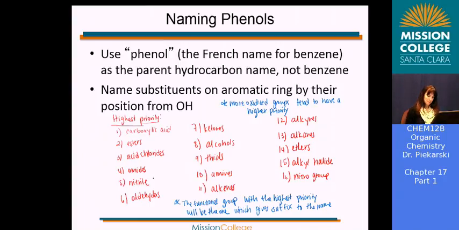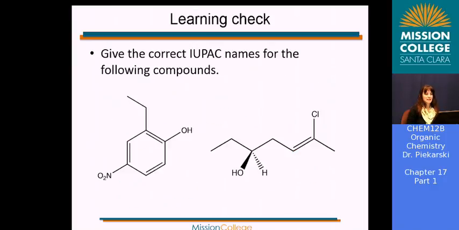Okay, let's go ahead and practice. Pause the video, give the IUPAC names for the following compounds, and then come back and check your work. Good. Hopefully you've had a chance to do this, so you're just checking your work, no cheating. Make sure you do it on your own first. Let's do the first one.